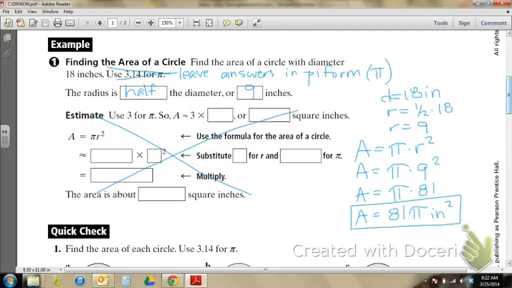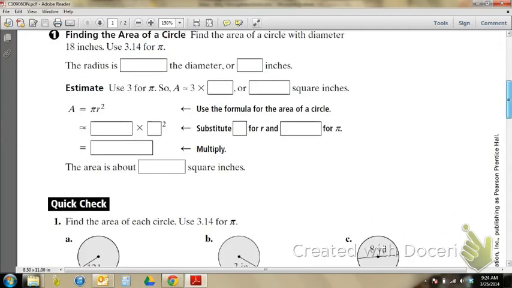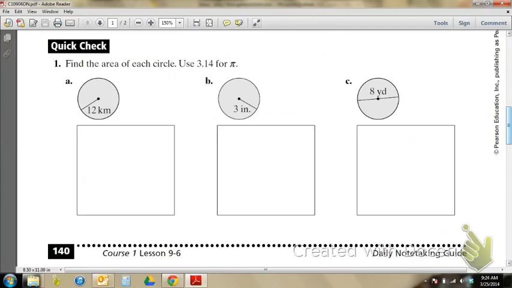There we go. Okay, so we're going to leave all of our answers in pi form. So don't multiply the 3.14. So now you're going to try the quick checks. And while it says use 3.14 for pi, we're going to ignore that. Leave answers in pi form. Okay, so go ahead and do those quick checks, and when you're ready, move on to the next part.